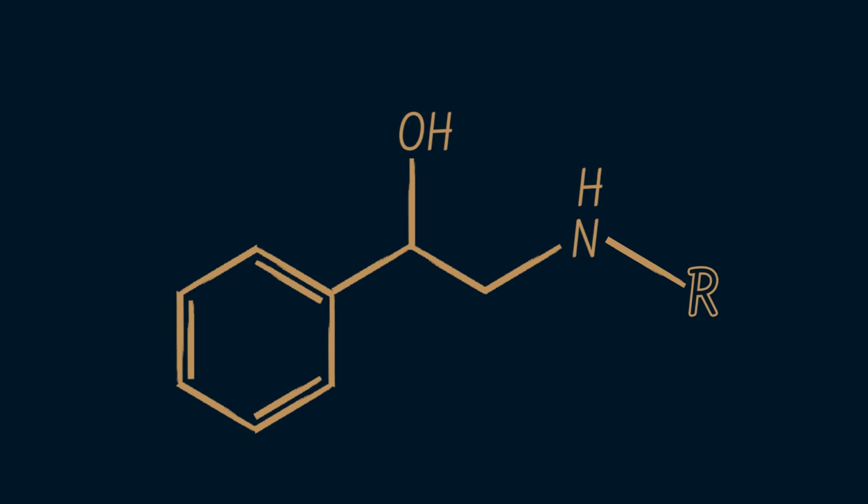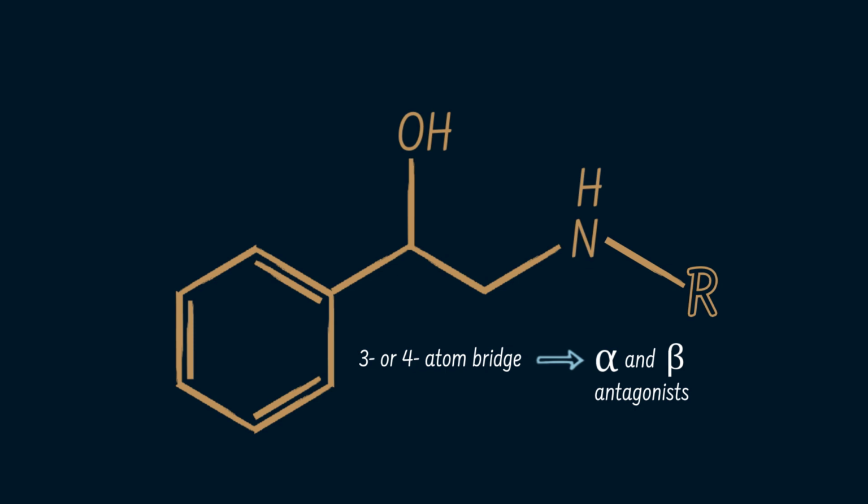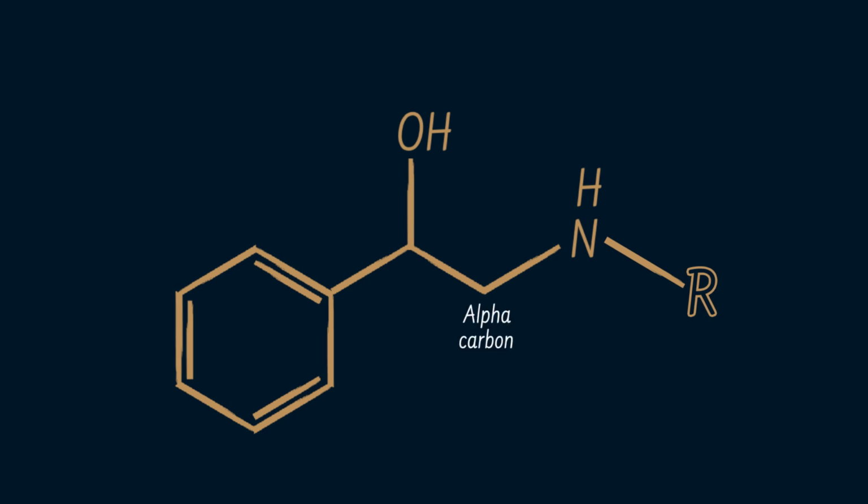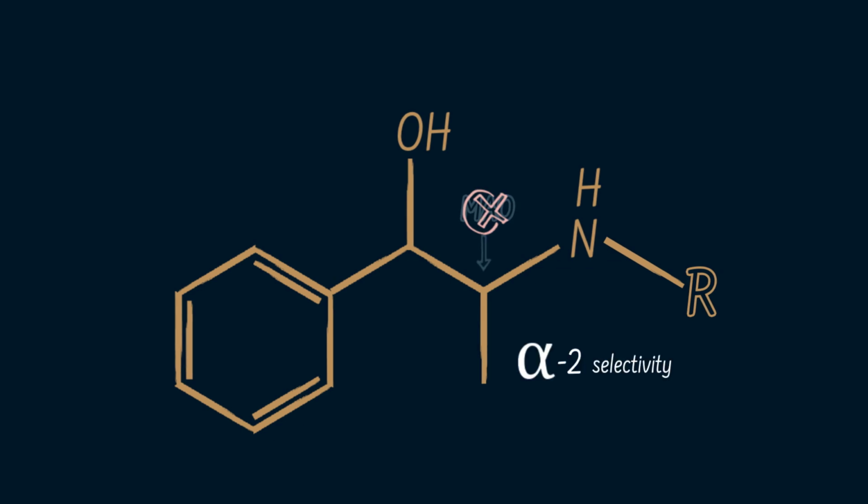Regarding the bridge length, a 2-carbon bridge retains the activity, while increasing the length to 3 or 4 atom bridge provides alpha and beta antagonists. Most frequently, a hetero atom such as oxygen or nitrogen is inserted in the bridge in case of antagonists. In case of the 2-carbon bridge, the carbon near amino group is alpha carbon while the other is beta. Alpha carbon is the target of MAO, so methylation of this carbon affords MAO resistance as well as alpha-2 selectivity.